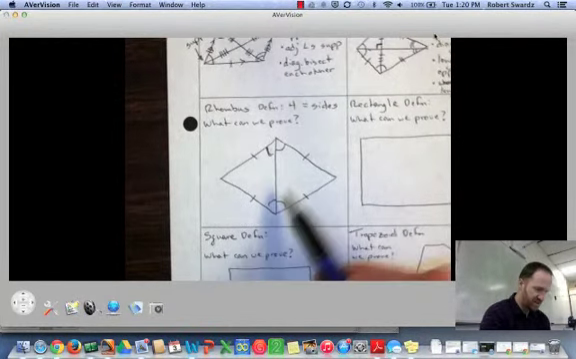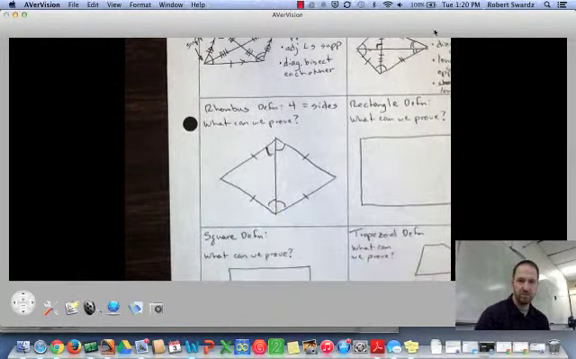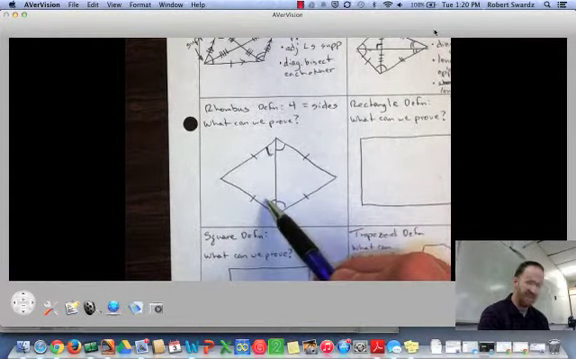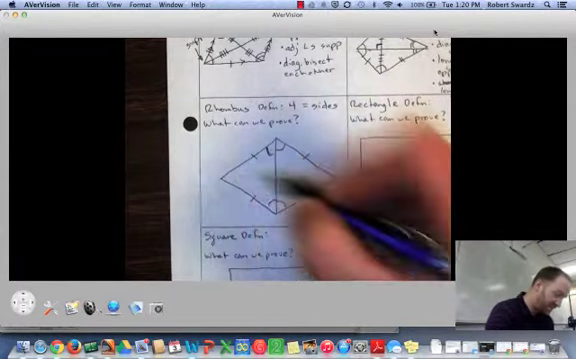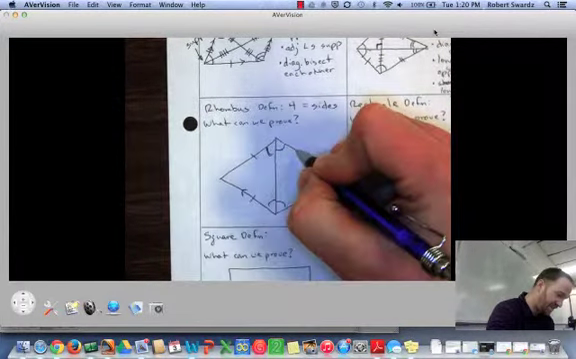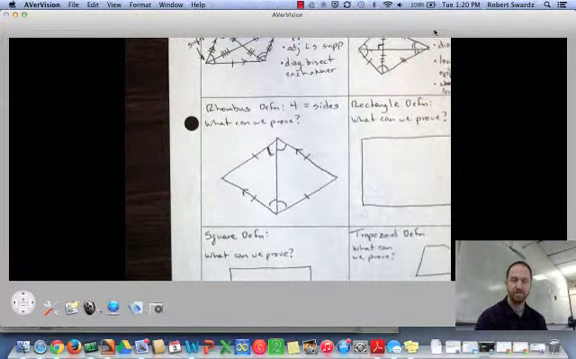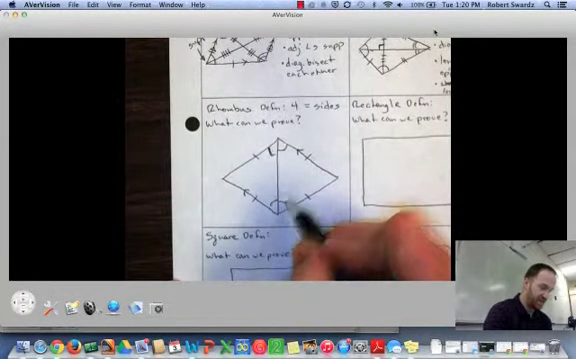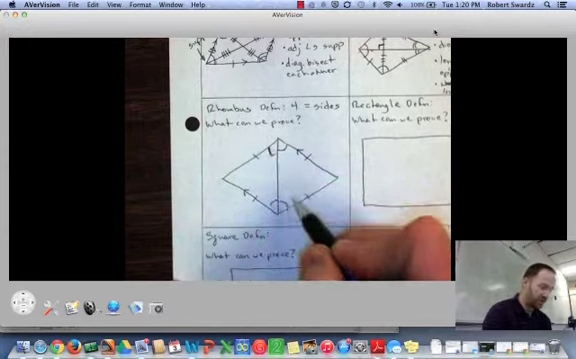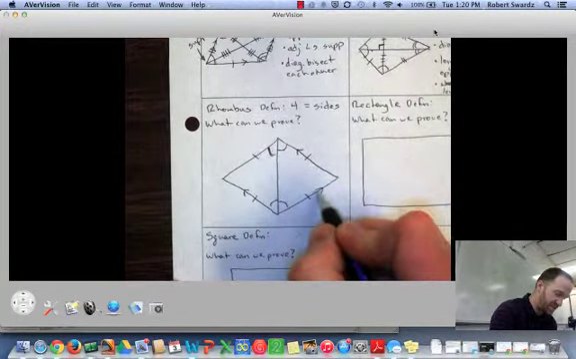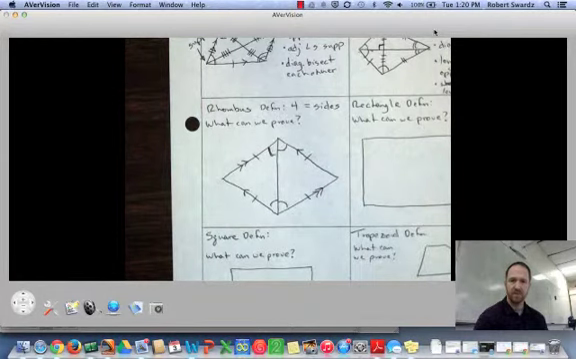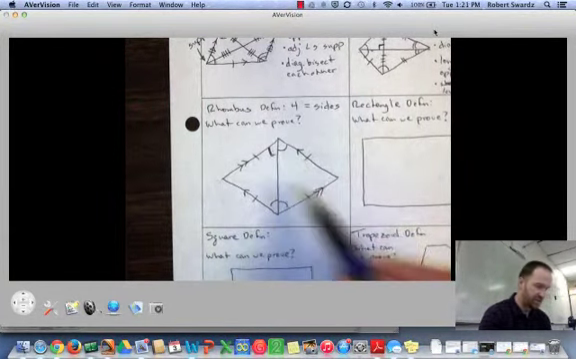Now, since this angle and this angle are equal, and they're alternate interior, that means this side and this side have to be parallel. Similarly, this angle here and this angle are equal. They're also alternate interior. That means these two sides have to be parallel. Well, that looks like a parallelogram. It's got two pairs of equal angles.